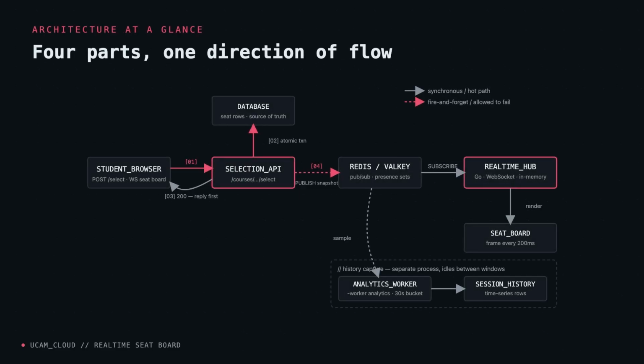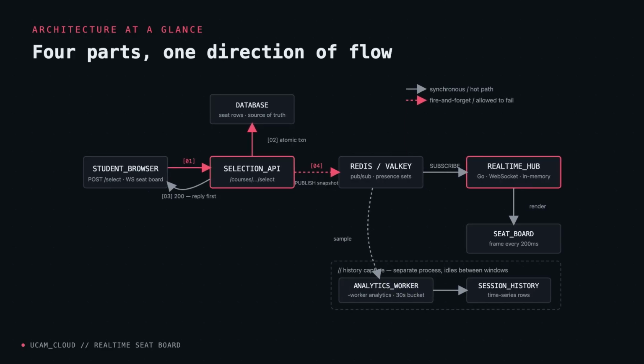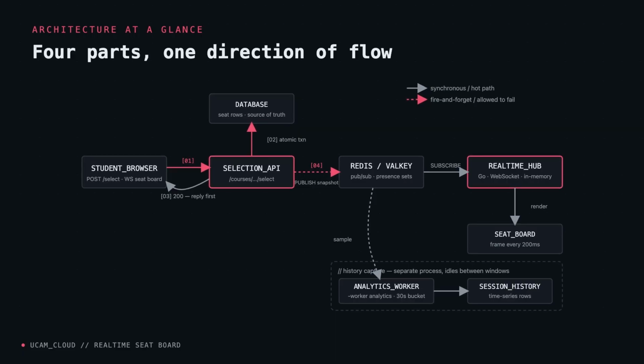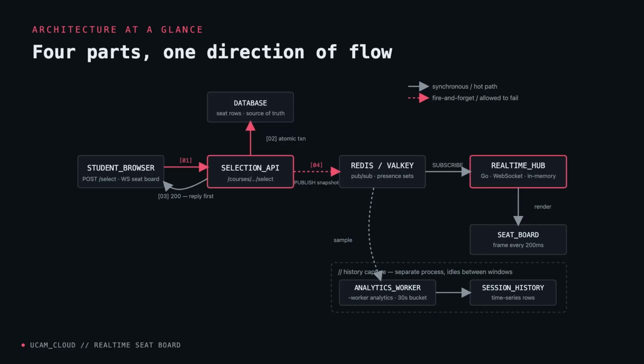Now, let's look at the architecture. It consists of 4 main components and a single direction of data flow. First, the Selection API publishes a snapshot of seat changes to a data store called Redis, after confirming the seat has been reserved. A long-running Go server subscribes to those Redis channels, maintaining an in-memory representation of the current state and sending updates to WebSocket clients at fixed intervals. An analytics worker also listens to this data stream to track usage metrics.